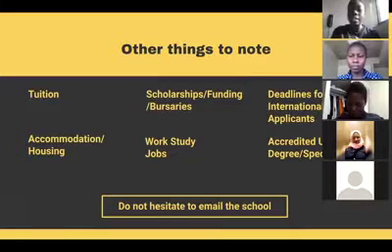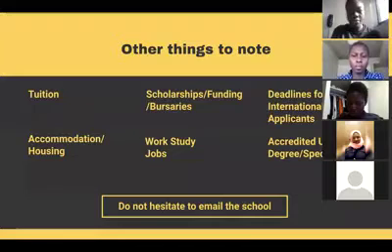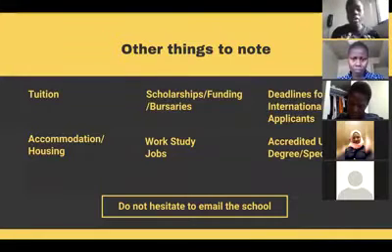And the next thing is deadlines for international applicants. When applying to universities, there are deadlines for international applicants separate from domestic students. So you have to always take note that the deadline for domestic students is different from international students. International students' deadline is always earlier than domestic students'. So you have to make sure that when you are doing your application process, you apply way before the application deadline.